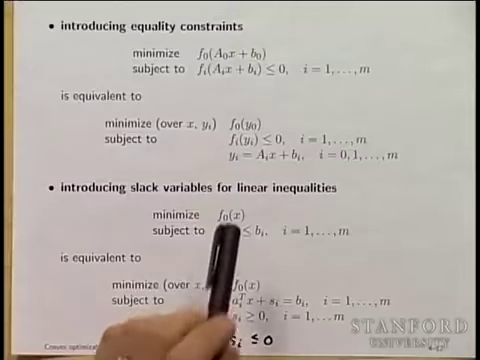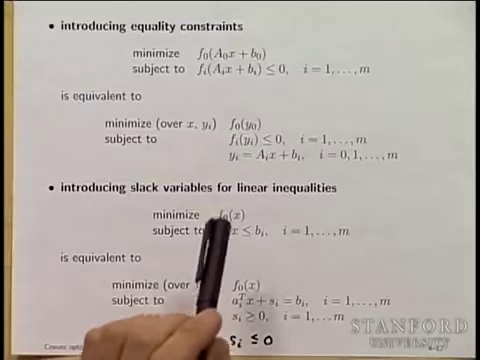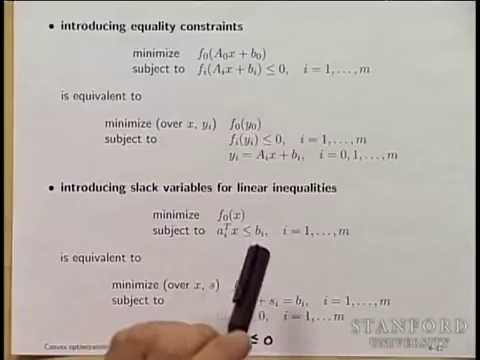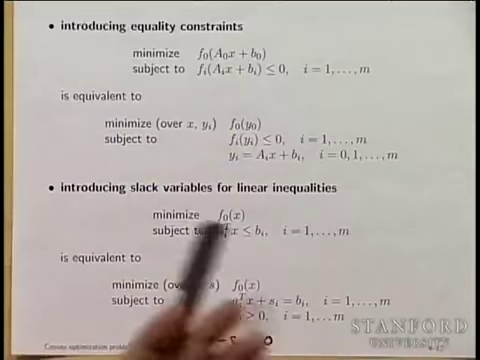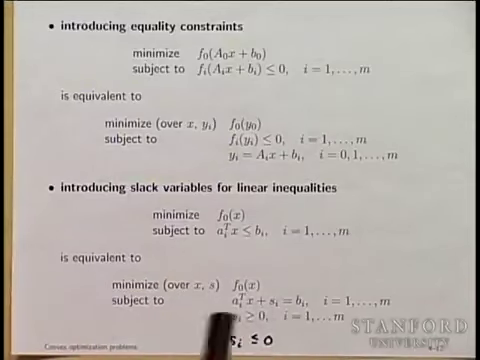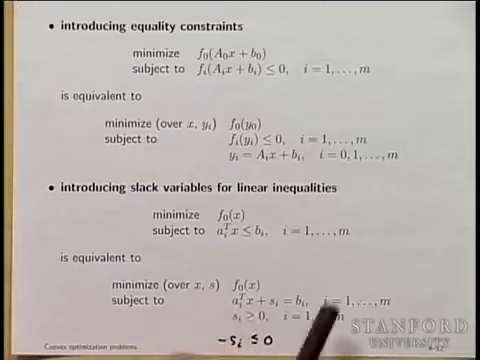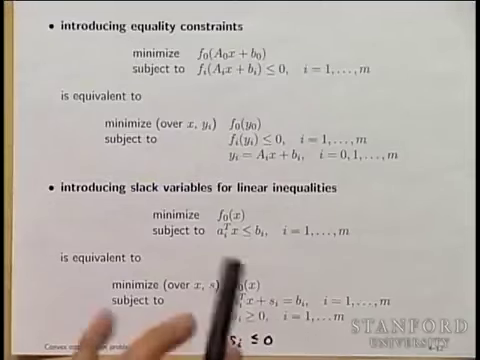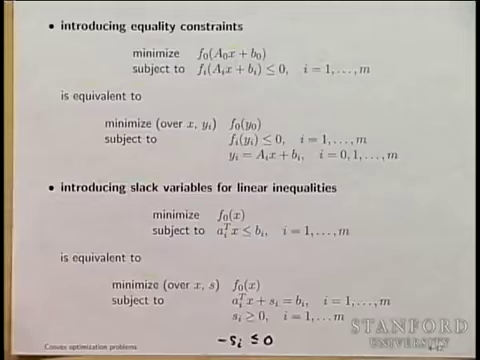If I solved this problem, then I can define s_i equals b_i minus a_i transpose x. Now, if you solve this problem, it's feasible, so the s_i are positive, and those s_i are feasible for this, and in fact, they're optimal. But I'd have to argue that, which I'm not going to do.